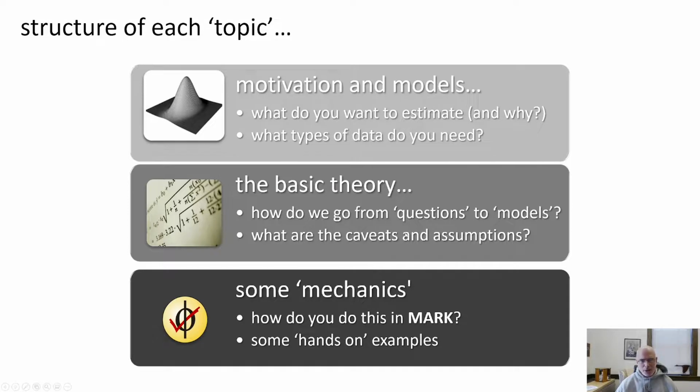And then we get into the theory. How do you go from questions like, I want to estimate abundance and here's why? Well, what models, what kind of data, what kind of statistical tools do I need? And what are the assumptions? What are the conditions and assumptions that we need in order to be able to come up with a rigorous estimate? And then only after we've gone through these first two steps are we going to get into the mechanics. How do you do this in Mark? And then we'll spend a lot of time doing hands-on examples.